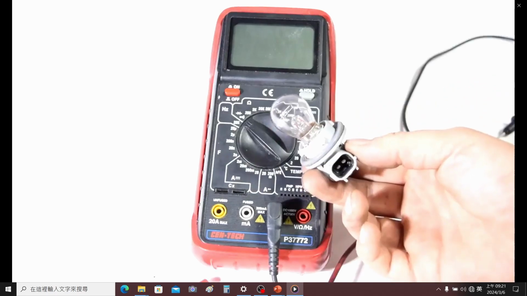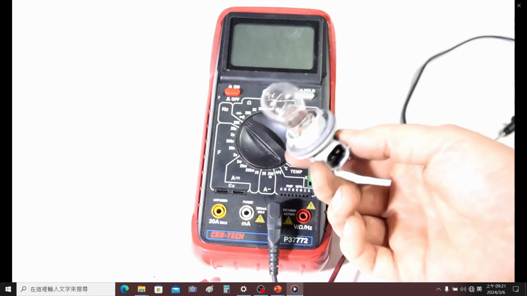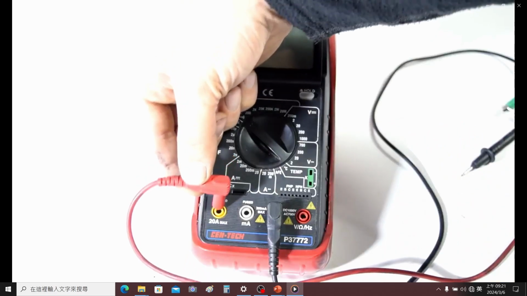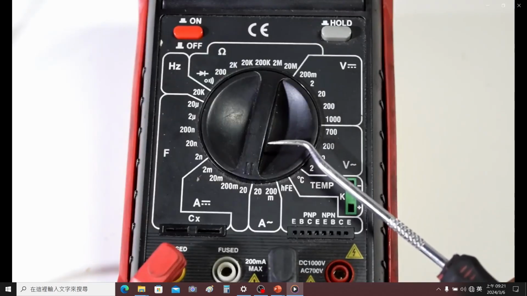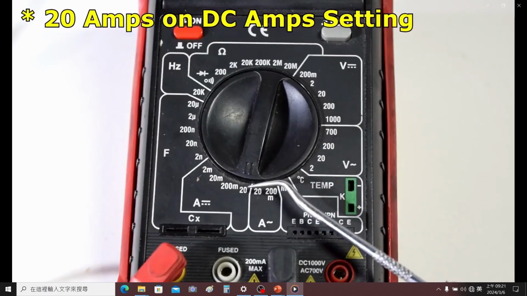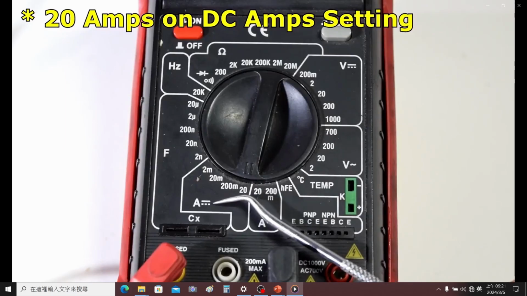If you're unsure about the amount of amps you'll be measuring, but you know it's less than 20 amps, you can always start with this higher one and then move down for a more precise reading. For this example, we're going to measure how many amps this little light bulb uses. So we put our red test lead in this setting. Next we set our dial, and since this light bulb is battery powered, we set it to 20 amps on the DC setting.